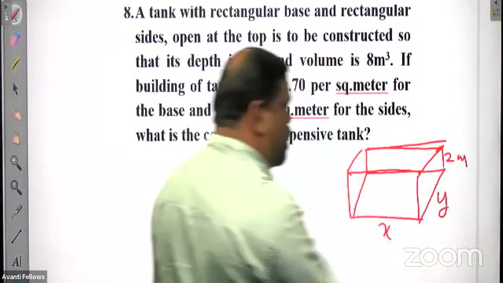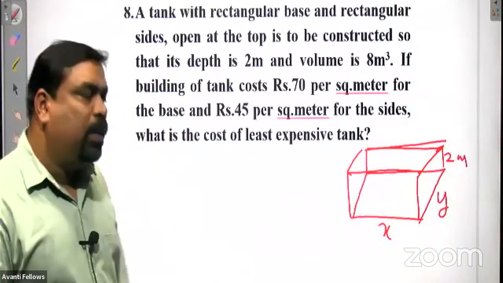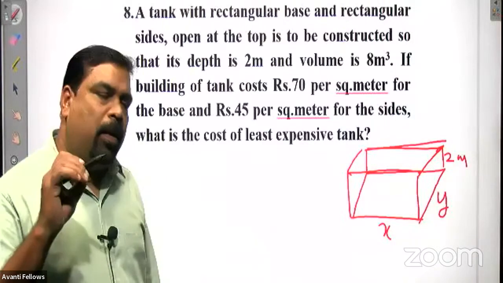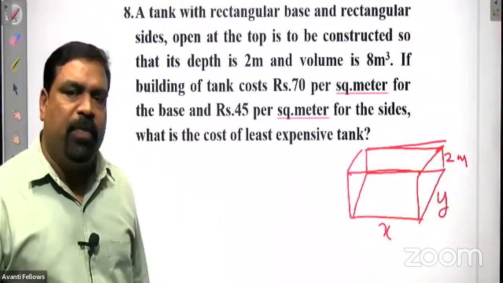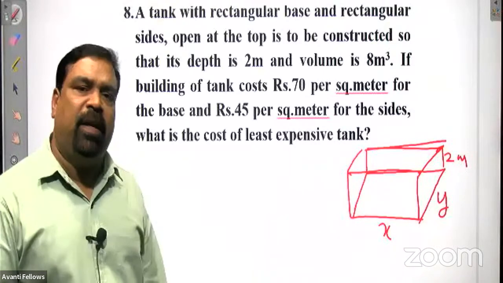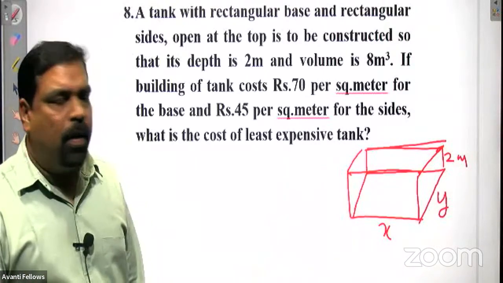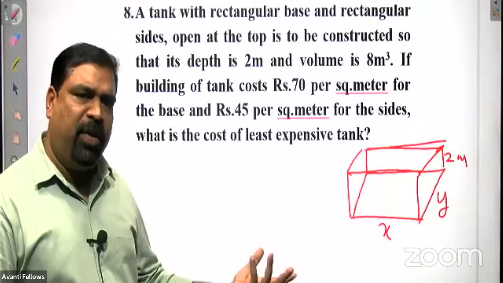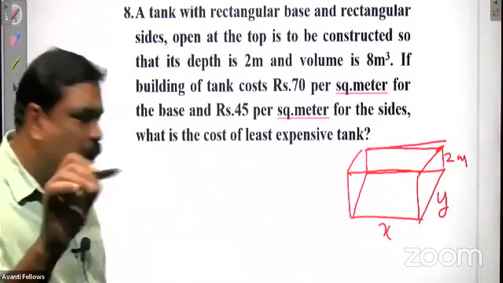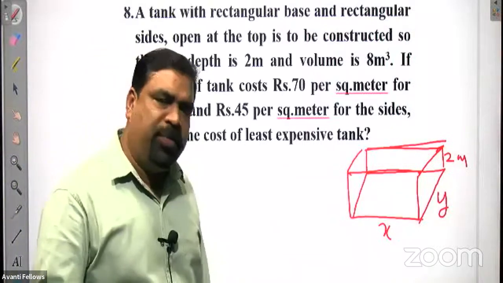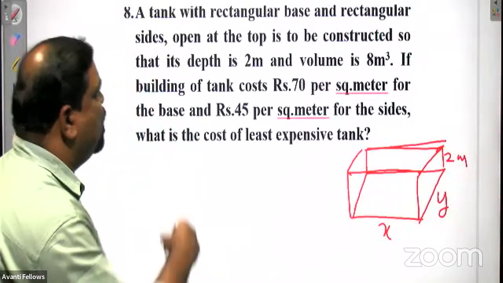So let us take the length of the rectangular tank as x meter, and the breadth of the tank as y meter. And the height is given, 2 meter. That is given. So let x be the length and y be the breadth of the rectangular tank. That means what is the volume?